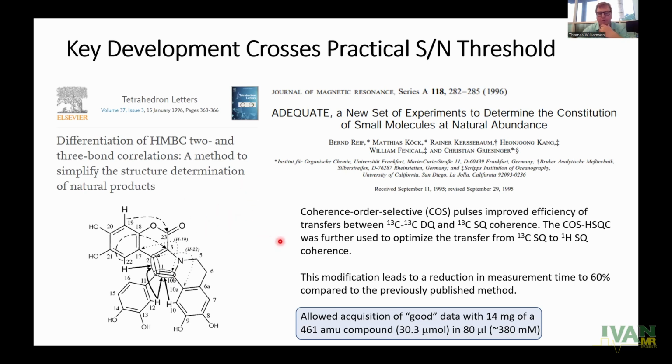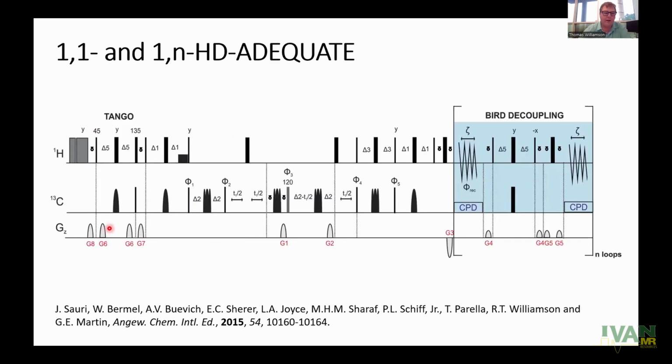I think it was a huge breakthrough back in the mid 90s, 1995, 1996, when Bernd Reif originally proposed the ADEQUATE experiment, and it was demonstrated by Bill Field's lab on a marine natural product, where they were able to get what was considered good data on about 14 milligrams of this marine natural product over the course of a weekend or so. This started gaining some traction and attention, and there have been a lot of different iterations of improvement to the ADEQUATE experiment.